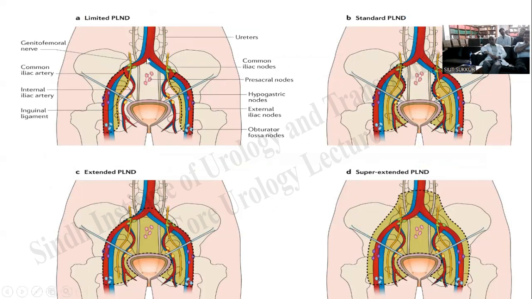This is the limited pelvic lymph node dissection that is below the level of bifurcation of common iliac arteries, and this is the standard pelvic lymph node dissection that is up to the level of bifurcation, and this is extended that includes the level above the common iliac. And super extended that includes the inferior mesenteric or para-aortic lymph nodes, up to the inferior mesenteric artery.